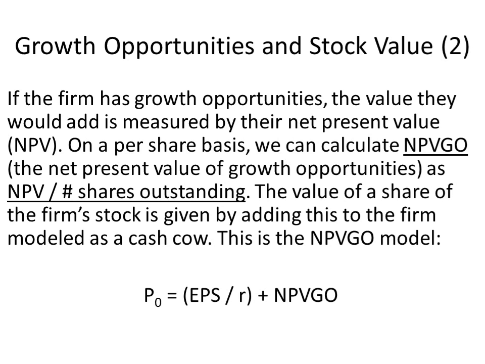So we can also put that on a per share basis. All we need to do is take NPV of the growth opportunities and divide by the number of shares outstanding. And in this way, what we can do is find the new value of the firm's shares. It is the cash cow value plus this net present value of growth opportunities per share.